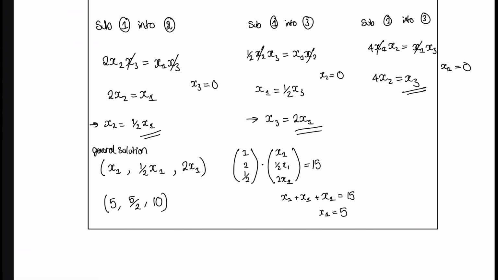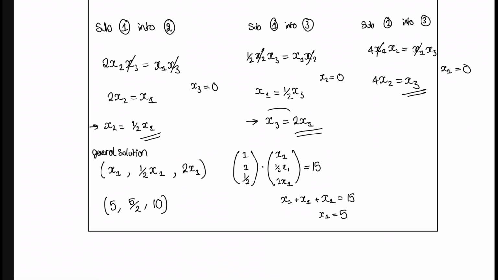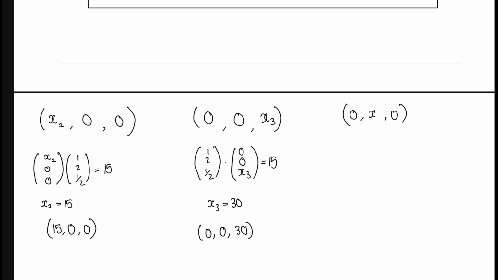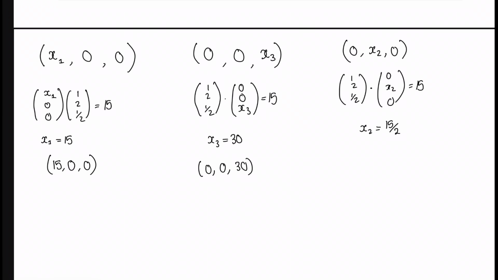And if we finally use x1 is equal to 0, we can see that looking at this equation, x3 must also be equal to 0. So substituting this general solution into the constraint, we get that x2 is equal to 15 over 2, which gives us the solution of 0, 15 over 2, 0.